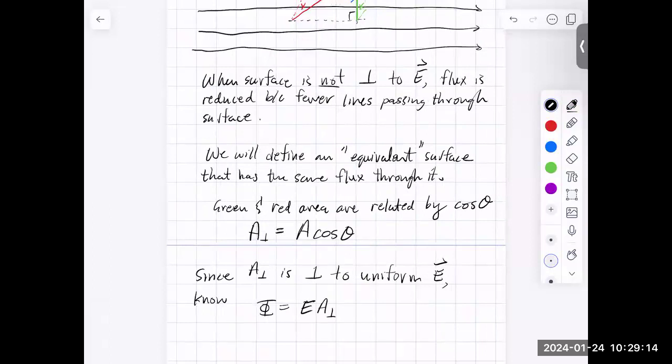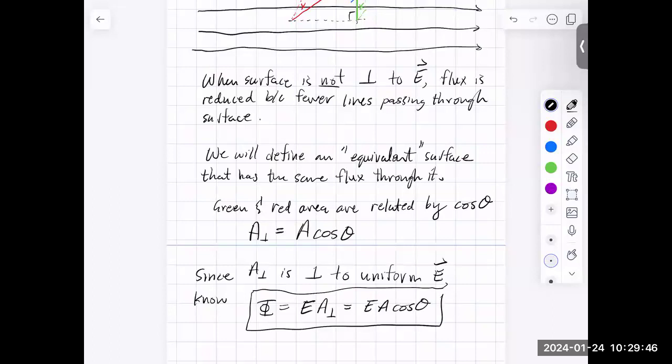That's the flux through the green surface, but that's the exact same flux that's through the red surface. And so this is an expression that's equal for both of them. But A perpendicular is just A cos theta. And that's our expression for the electric flux in a uniform electric field where the area is not perpendicular to E. All right.